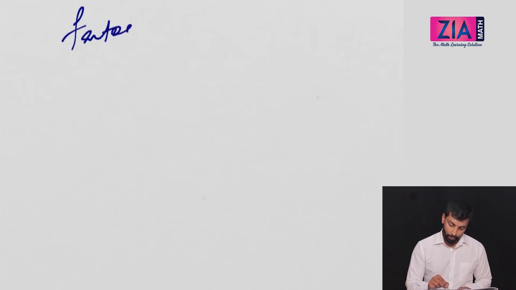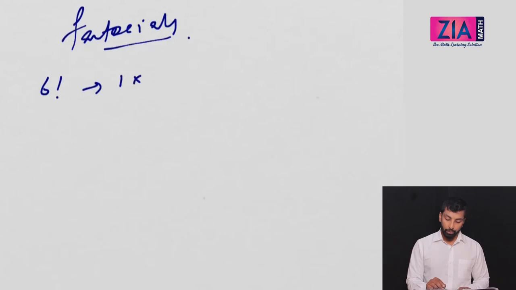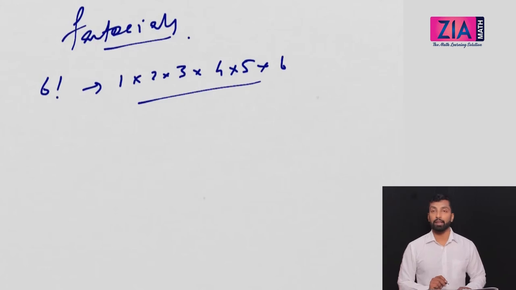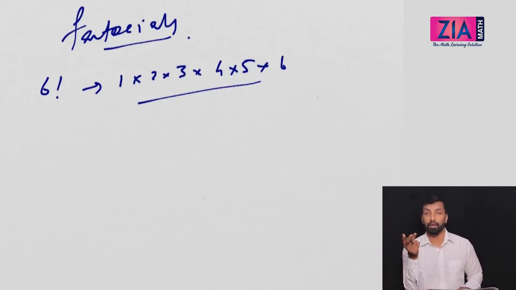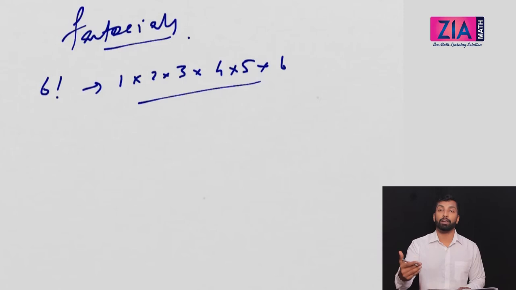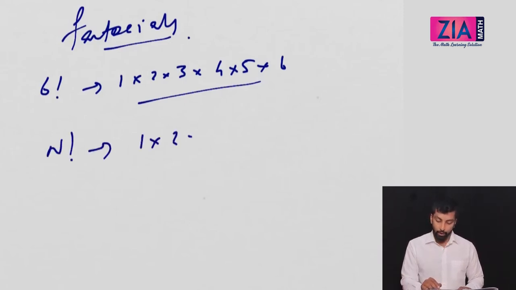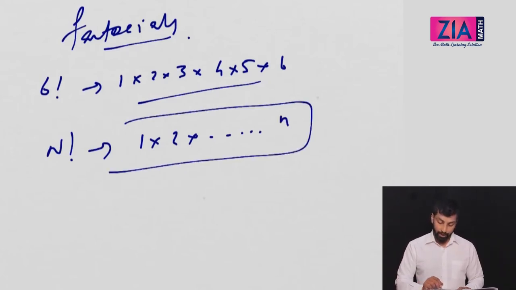Okay, so factorials. Now, what do you mean by factorials? Let's take 6 factorial, which is 1 into 2 into 3 into 4 into 5 into 6. So 6 factorial is nothing but the product of the first 6 consecutive natural numbers. 7 factorial means the product of 7 consecutive natural numbers starting from 1. Not just the product of any 7 numbers; when it comes to factorial, it starts from 1, the product of consecutive natural numbers. Similarly, n factorial is 1 into 2 into and so on up to n.